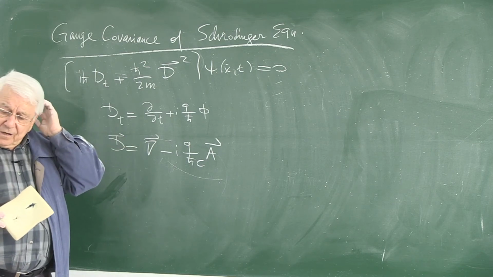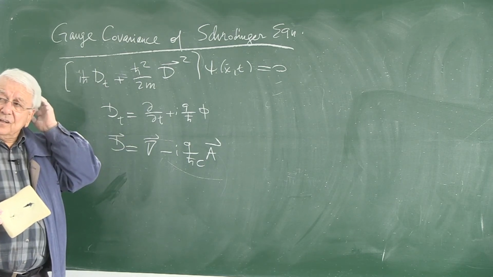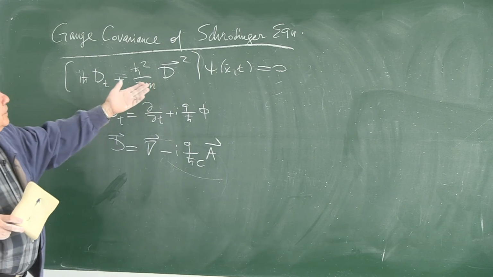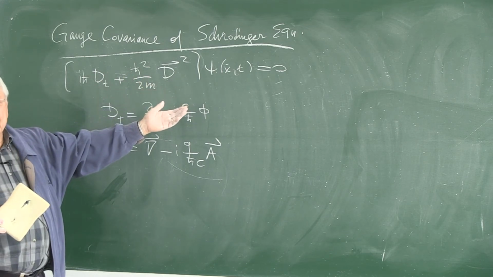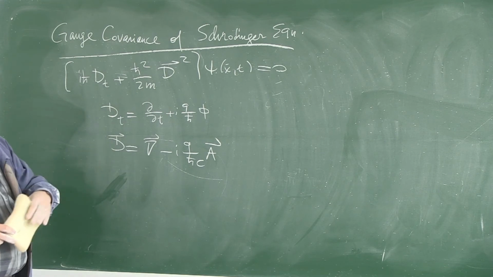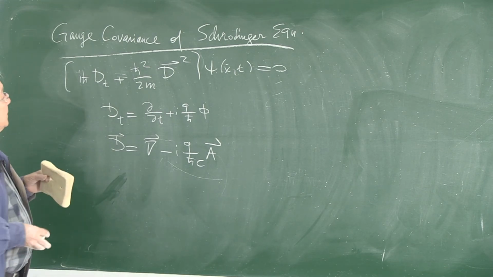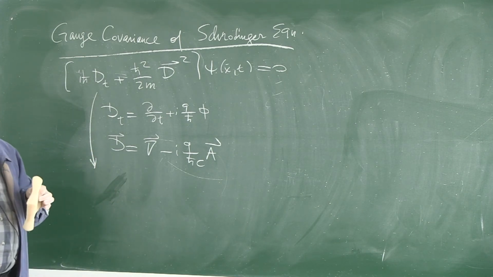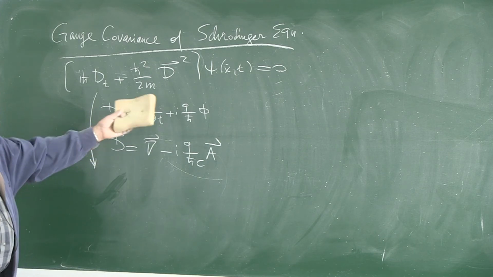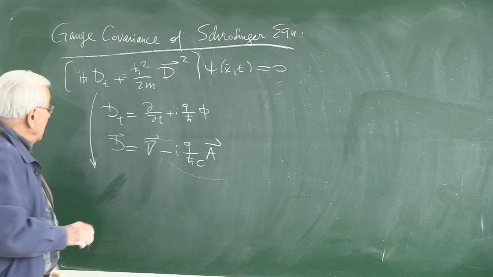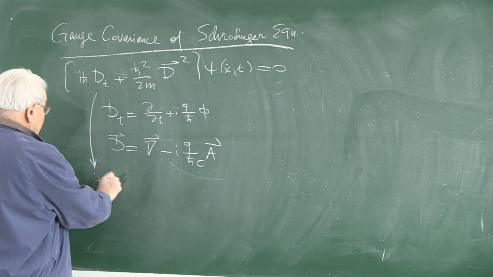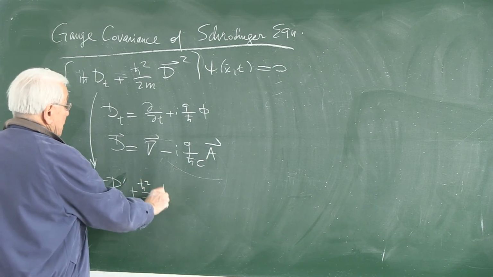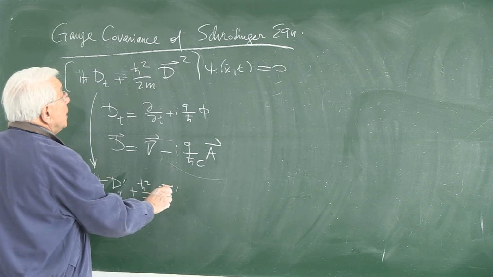This has an advantage in demonstrating the covariance. If this is the form of the Schrodinger equation for a charged particle in the presence of an external electromagnetic field, with those beautiful definitions of covariant derivatives, what if I go to a new one involving another primed family of electromagnetic fields? This is unprimed, phi and A. Suppose I go now to i h bar D_t prime plus h bar squared over 2m D prime squared.